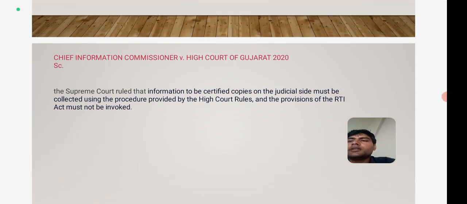And the last case, Chief Information Commissioner versus High Court of Gujarat, 2020 Supreme Court. This case is based on a conflict in RTI sections. The Supreme Court ruled that information, including certified copies, on the judicial side must be collected using the procedure provided by the High Court rules, and the provisions of the RTI Act must not be invoked.